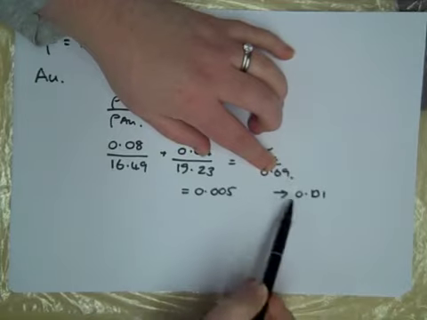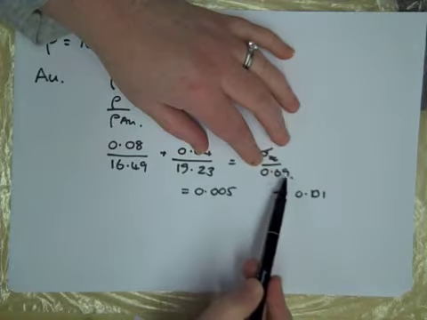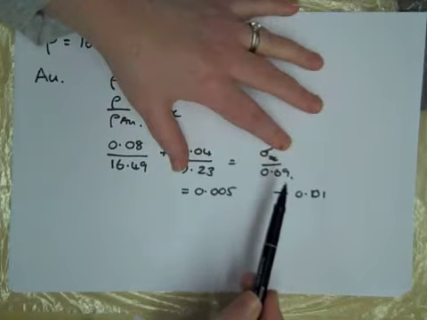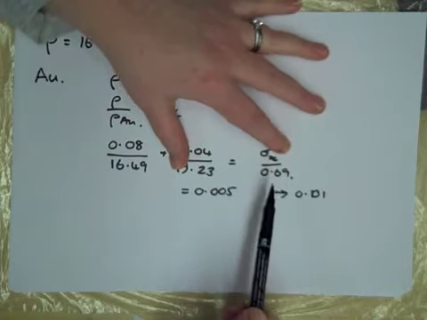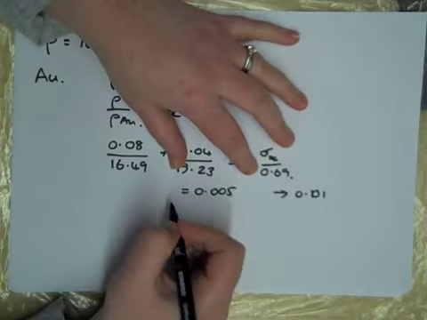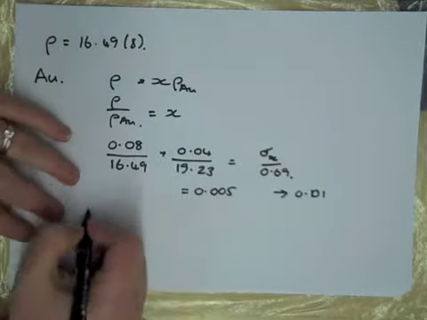So this becomes 0.01. The reason I only have 2 significant figures here, of course, is because of the way I had to do that equation where I substituted the x in. I ended up with only 2 significant figures here.